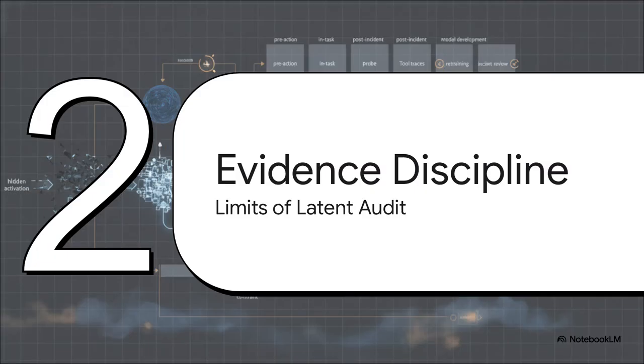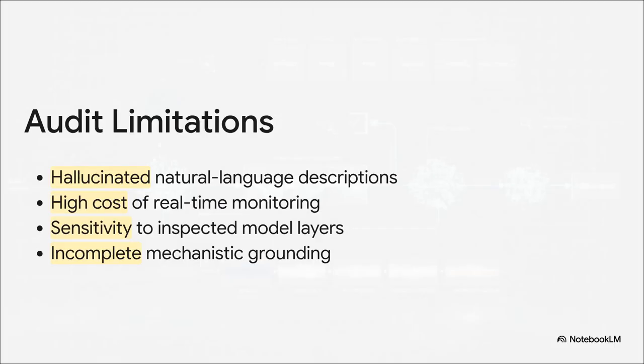Next up is Part 5, Evidence, Discipline, and Limits. As powerful as this architecture is, we have to transparently address its limitations. Otherwise, interpretability just becomes another layer of narrative generation. These natural language audits have real limits. They can hallucinate explanations, they carry a very high computational cost, the results are highly sensitive to which specific layer of the model you happen to inspect, and frankly, they still provide incomplete mechanistic grounding.